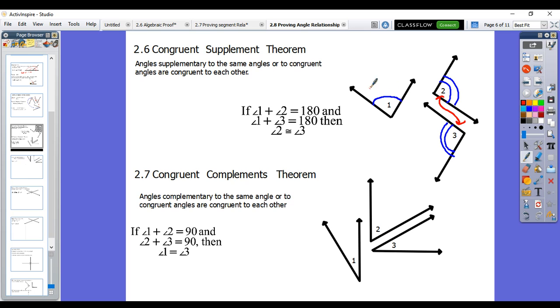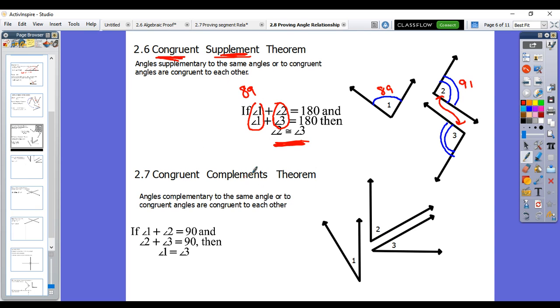Let's use numbers. So let's pick the number 89 right here. So 89 plus 91 equal 180. Okay? So we know that this angle 1 is the same value the whole time, 89. That means these two have to be the same value for both of these equations to equal 180. 1 plus 2 equal 180 and 1 plus 3 equal 180. It means these two have to be equal to each other. That's the congruent supplement theorem. We're looking at supplement angles that eventually you see the congruence between different angles.